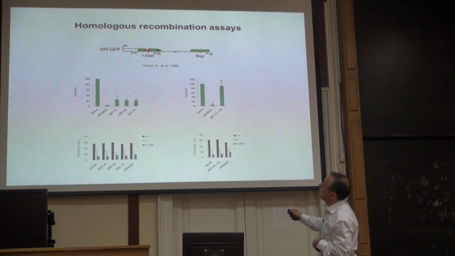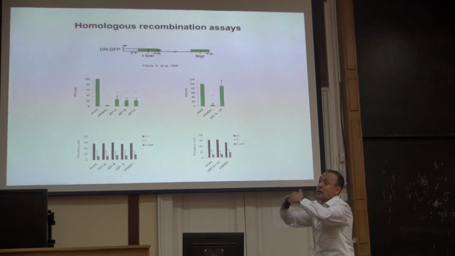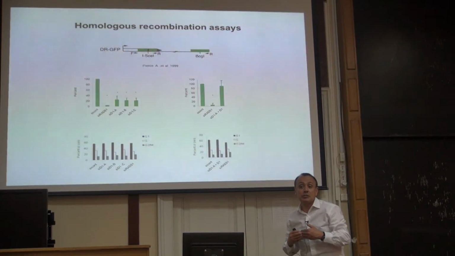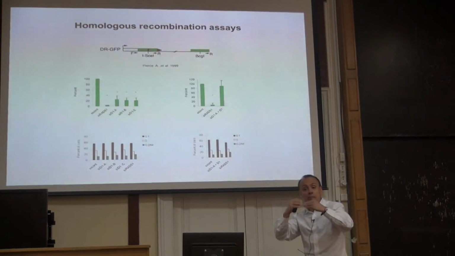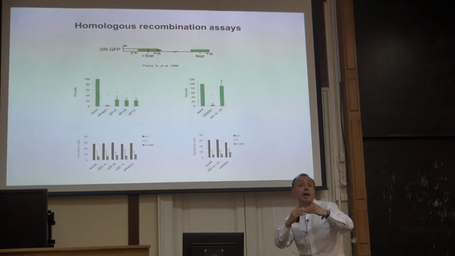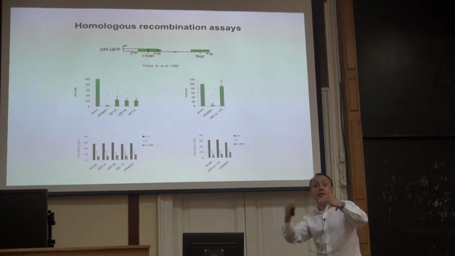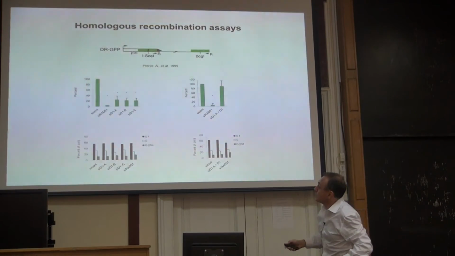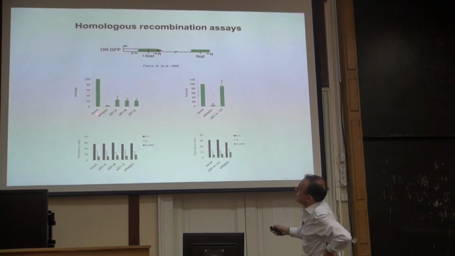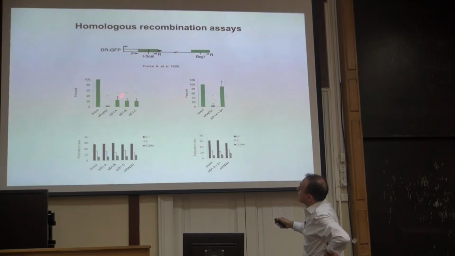And then if this cut is repaired by homologous recombination, the cells will become green. So this is how you can induce this enzyme, make the cut, and then see whether the cells become green. If they become green, it means that they repaired this cut through homologous recombination. So let's see what happens. If you don't do anything, but you make this cut, then the cells become green.